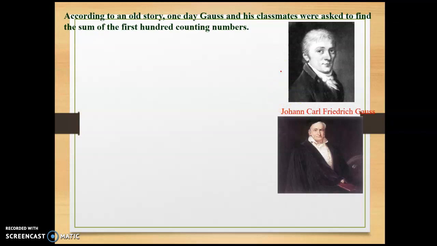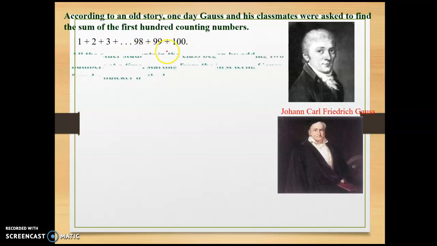Because even if you're going to use a calculator, 1 plus 2 plus 3 until 100, you're still going to check if what you typed or encoded in the calculator is correct, right? You keep on moving backwards to check if it's really correct. But for Johann Carl Friedrich Gauss, he solved it on the spot. For the teacher, it takes around a few days. For him, it took only a few minutes, maybe less than a minute.